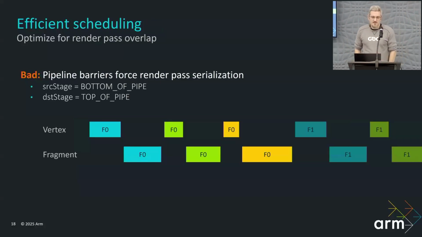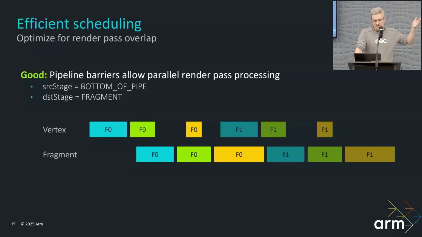For pipeline barriers, tilers are very sensitive to conservative barriers. So if you have source stage as bottom of pipe, and destination stage as top of pipe, at the render pass level, you're going to serialize the world, right? Everything is going to run in isolation, no overlap. Your GPU PPA team will be sad. We spend a lot of time trying to get apps to fix barriers. So if you've got a fragment to fragment dependency, set your test stage to fragment, your vertex stuff can run early. You still sequence the fragment shading in the right order.